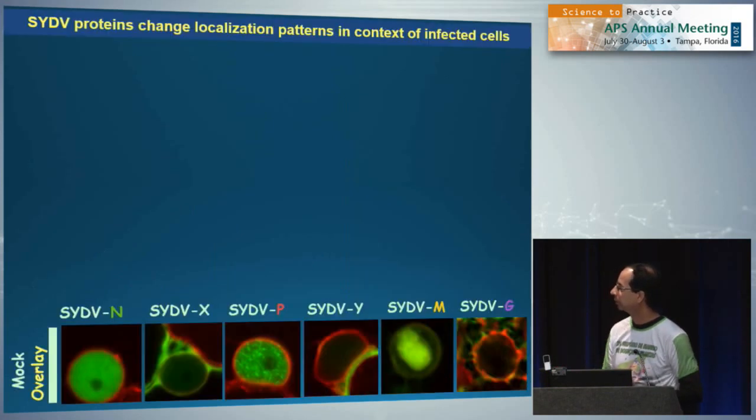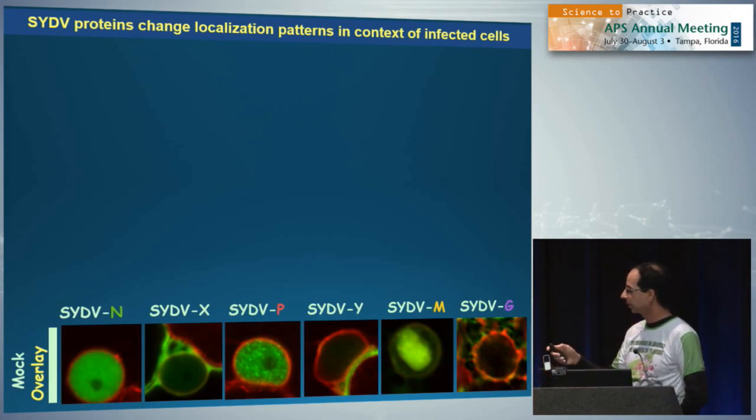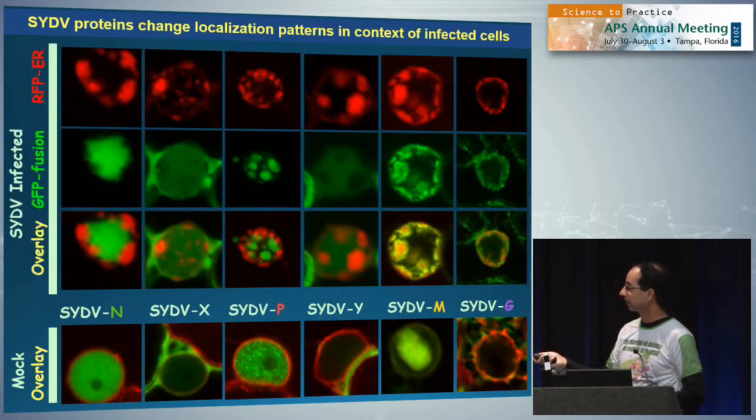Regardless of the system, a critical thing to keep in mind is that protein localization in the absence of a virus infection is very different from protein localization in the presence of a virus infection. So look at this phosphoprotein of SYDV. In the absence of a virus infection, it's in the nucleus in these little speckles. In a virus-infected nucleus, it's in these much more punctate, larger areas. And that's just one virus.